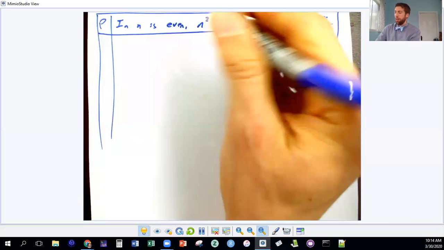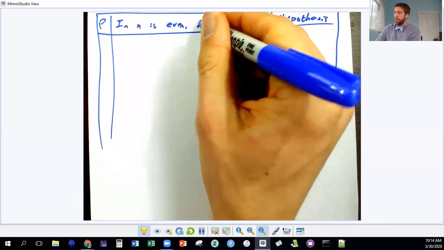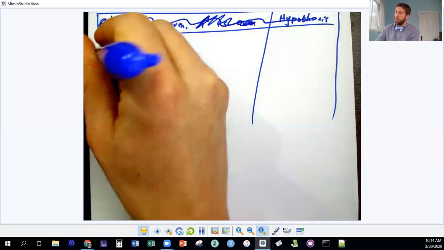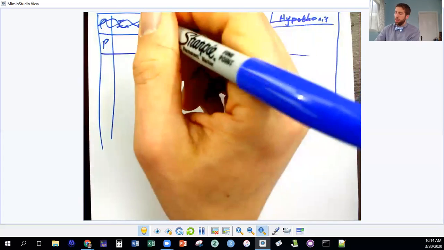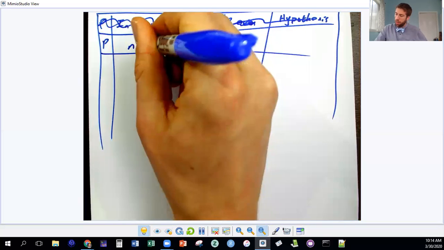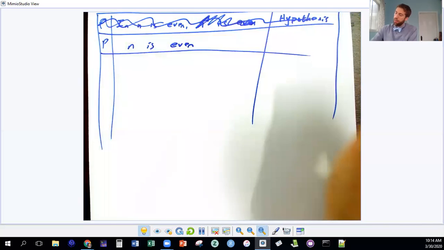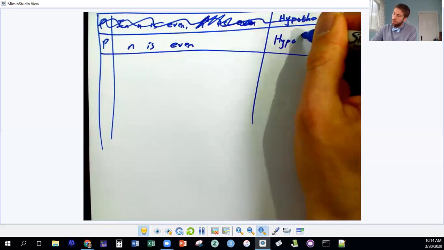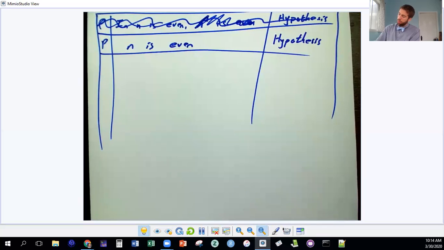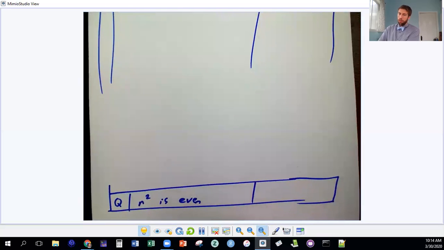All right, the hypothesis is just if n is even. So P would be n is even. That's the hypothesis. And then the conclusion would be n squared is even. Okay? Oh, you can't see that. Okay, the conclusion is n squared is even.